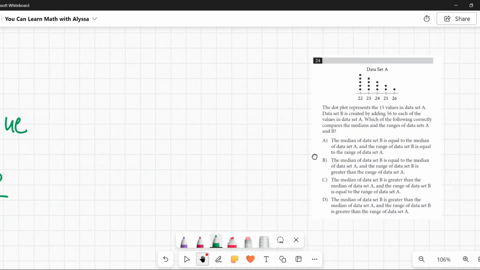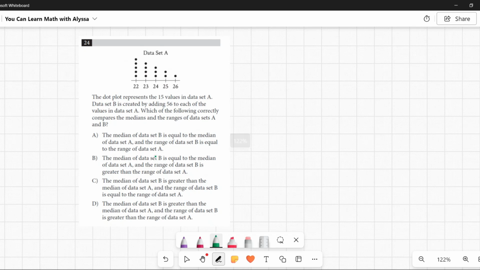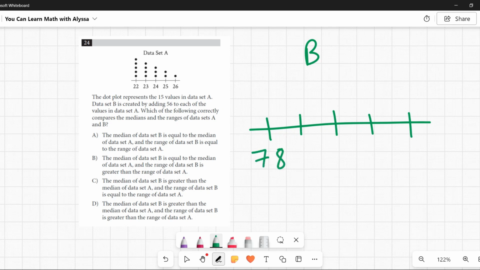Number 24. The dot plot represents the 15 values in dataset A. Okay, dataset B is created by adding 56 to each of the values in dataset A. So I'm going to make my little dataset B and 56, because originally we started with 22, 23, 24, 25, 26, and 56 was added to each value. So 22 plus 56 is 78. 23 plus 56 is 79, 80, 81, 82.